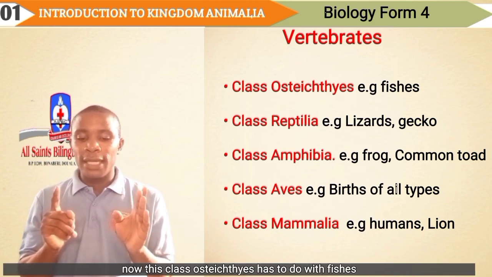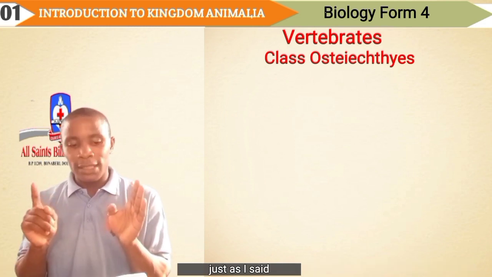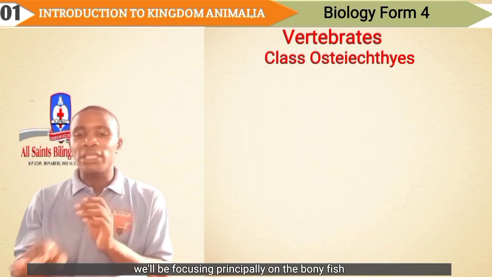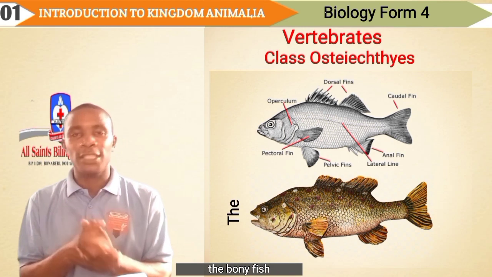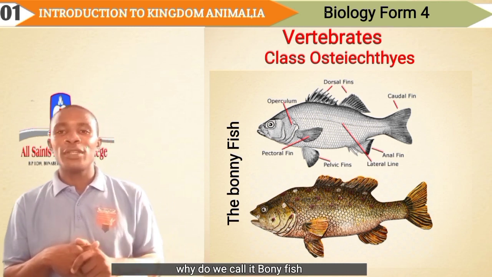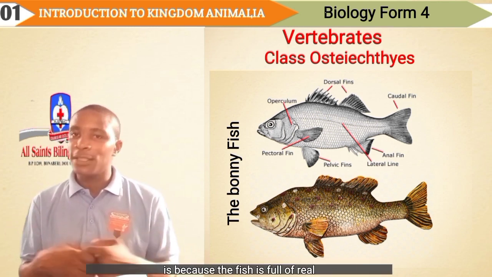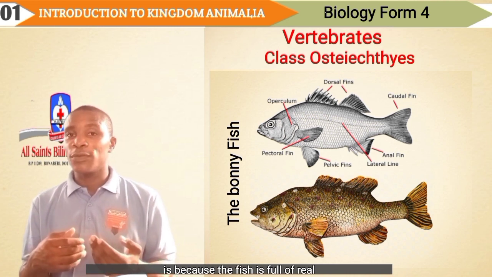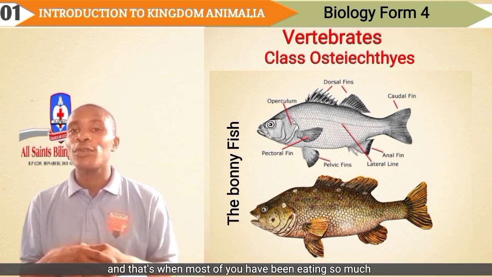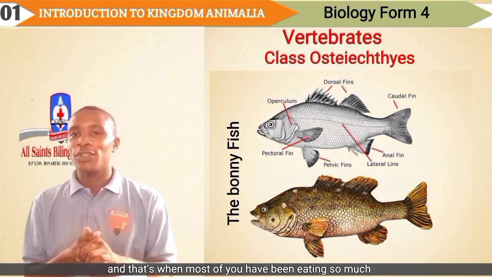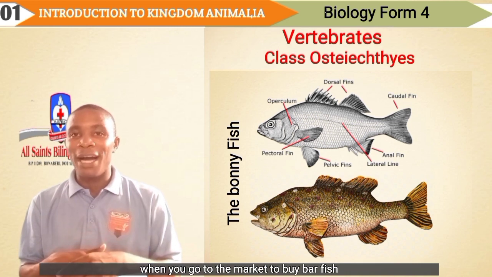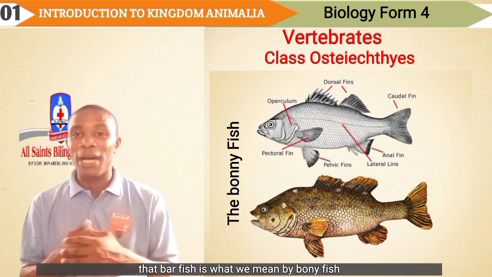Now this class Osteichthyes has to do with fishes, just as I said. And under class Osteichthyes, we'll be focusing principally on the bony fish. So, good. Now, somebody may say, why do we call it bony fish? Just as the name implies, it is because the fish is made up of hard bones. That's what most of you have been eating so much. Those of you who know about bar, when you go to the market to buy bar fish, that bar fish is what we mean by bony fish.